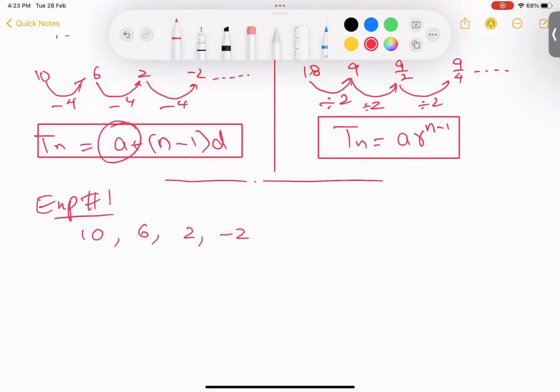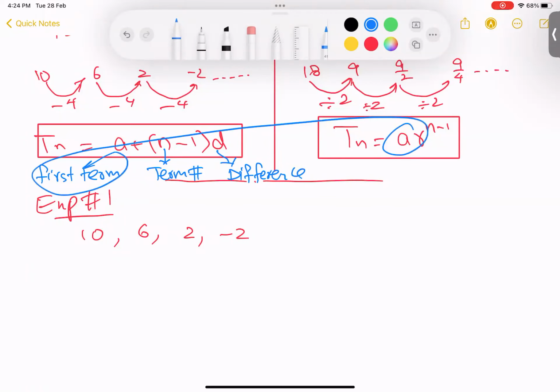So what does this A stand for? The first term. Let me introduce this thing as well. This A is called the first term. This n stands for term number. This d stands for common difference, or only difference, or common difference, no problem at all. This A again stands for first term, but r is something different. It's called the common ratio.